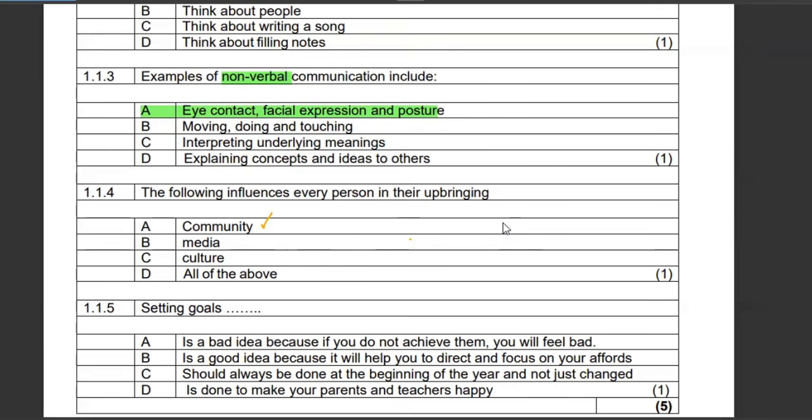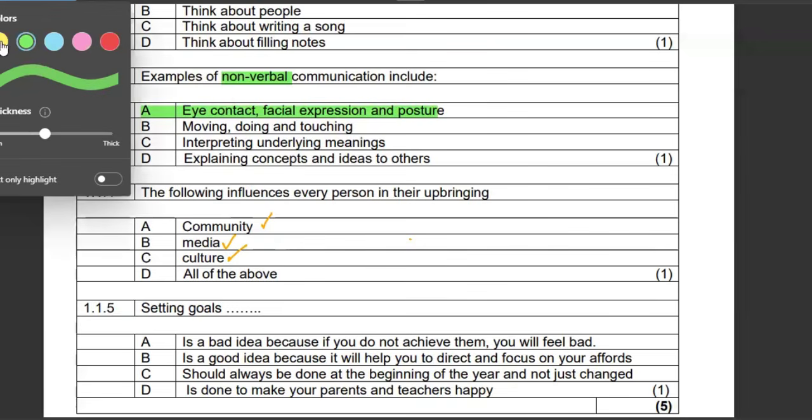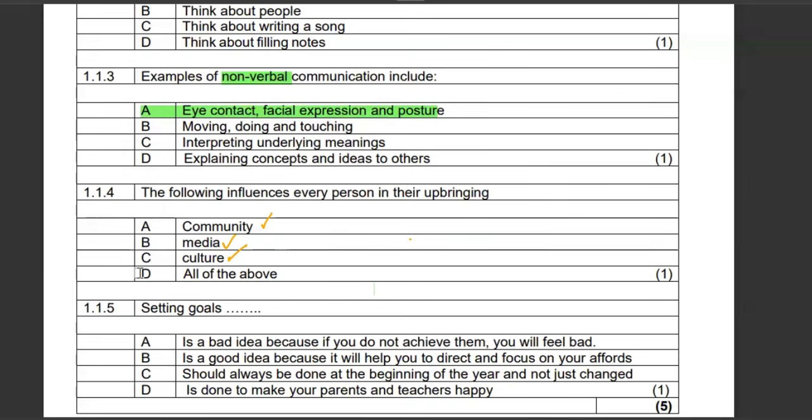Then the media which you expose yourself to, it can be electronic media, print media, or even social media. It can actually affect your upbringing. Then the culture which you were brought up with also affects your upbringing. So in other words, all these responses are correct. The correct letter which you are choosing here is the letter D. All of the above influence every person in their upbringing.